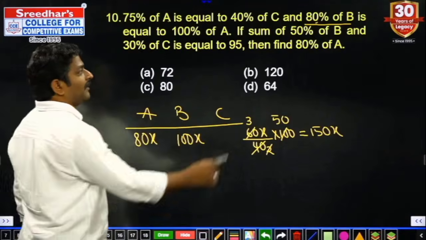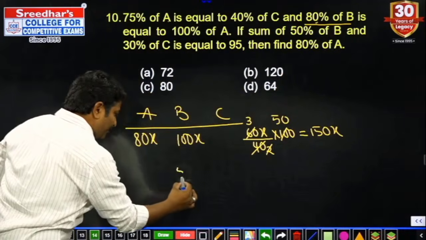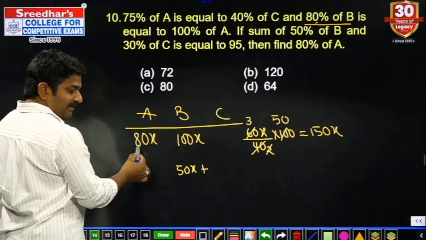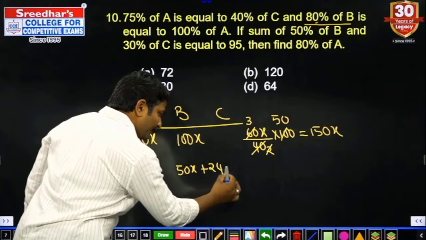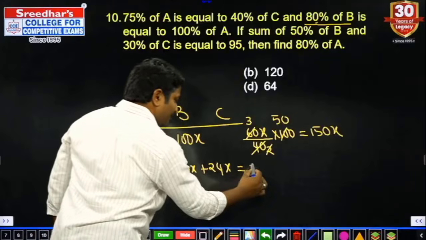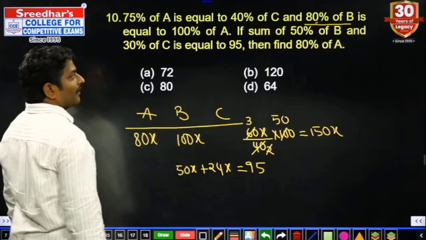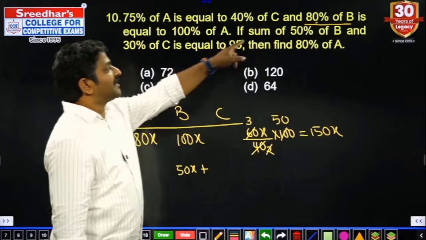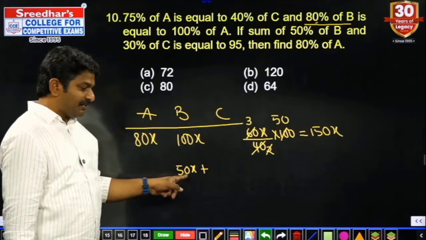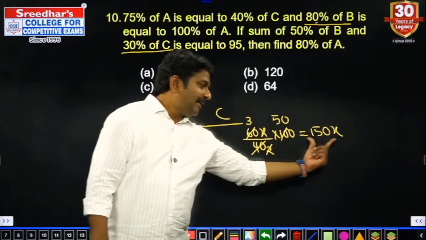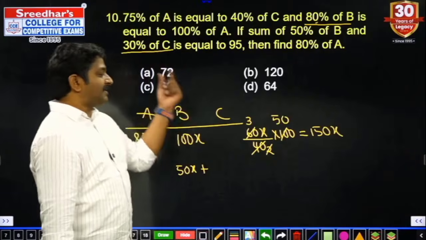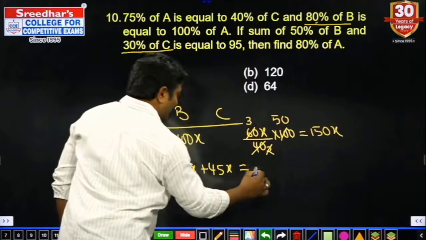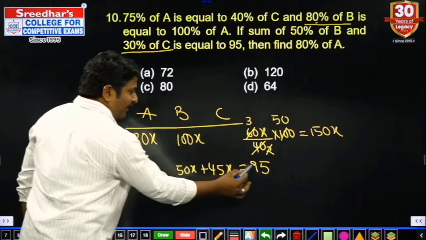Now let's go to the question. Sum of 50% of B. 50% of B is 50x. Sum of this number and 30% of C. 30% of this number is 10% into 3. 10% of this number is 15. 30% is 15 into 3, that is equal to 45x. The sum is equal to 95. 95x is equal to 95.